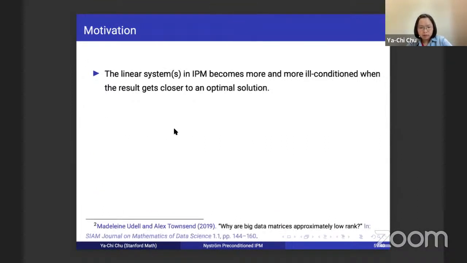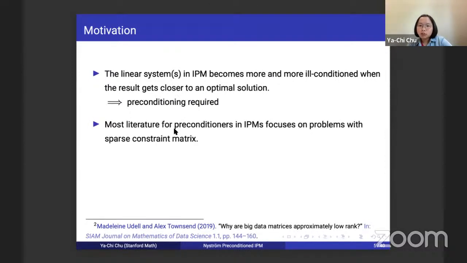But the problem is that iterative solvers really suffer from ill-conditioned matrices, and that is the case for IPM. In IPM, the linear system gets more and more ill-conditioned when the iterate gets closer to the optimal solution. This is also a well-known fact. So preconditioning is required. There is a bunch of literature talking about preconditioners in IPM, but most of them focus on sparse constraint matrices.